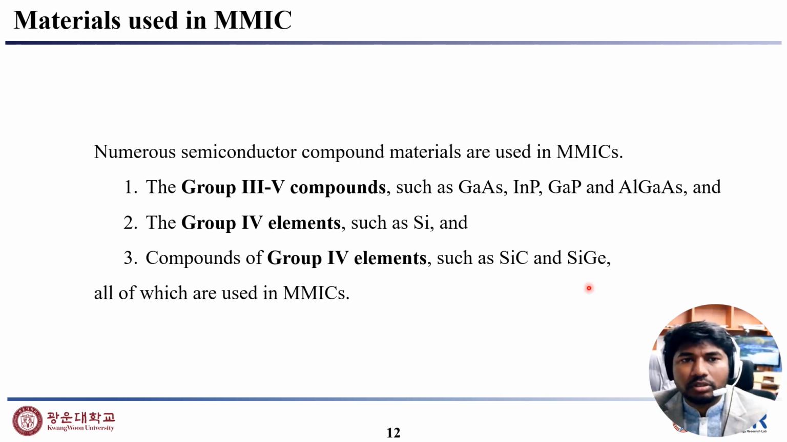If we go into detail, numerous semiconductor compound materials are used in MMIC. One is the group III-V compounds, and the group IV elements and compounds of group IV elements, such as silicon carbide and silicon germanium, all of which are used in MMIC.